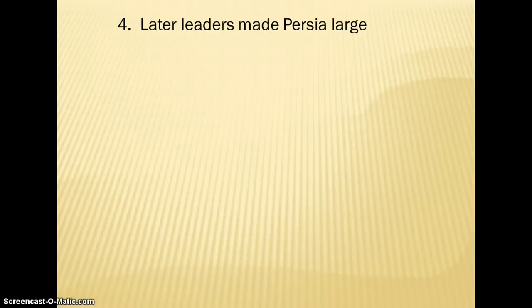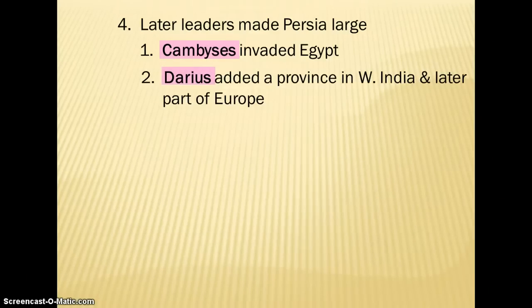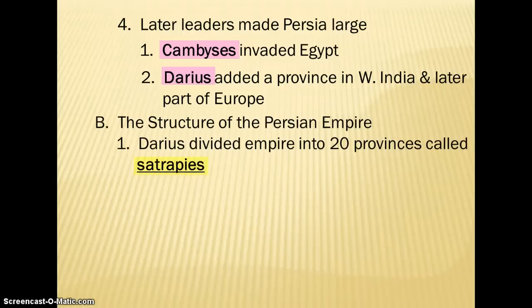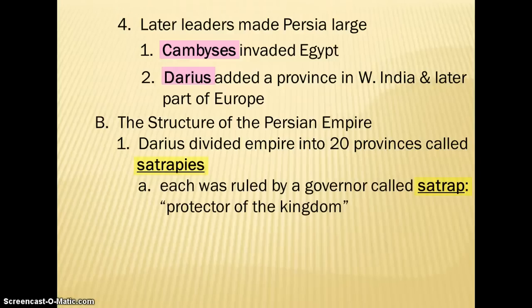All right, leaders after Cyrus the Great also made Persia a very large empire. Cambyses added Egypt, Darius added western parts of India and later parts of Europe. And when it gets extended to the biggest point, the Persian Empire was the largest empire to date in history at this point, at 500 BC. Since it was so large, they had to divide this empire into 20 provinces called satrapies. And each satrapy or province was ruled by a governor called a satrap, which also translates to protector of the kingdom. So Darius had these satrapies that had satraps that reported directly back to him.